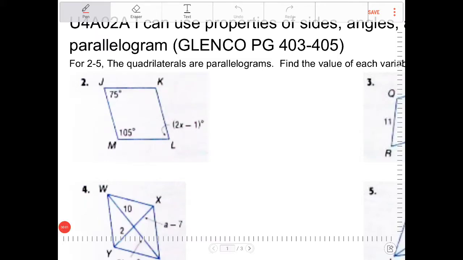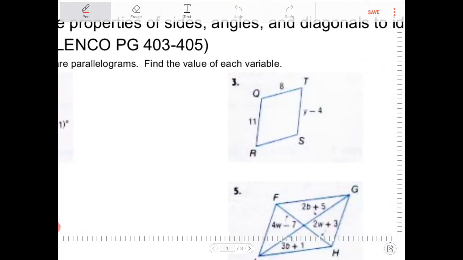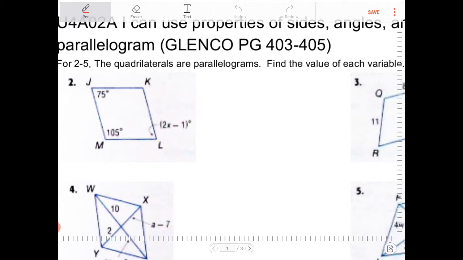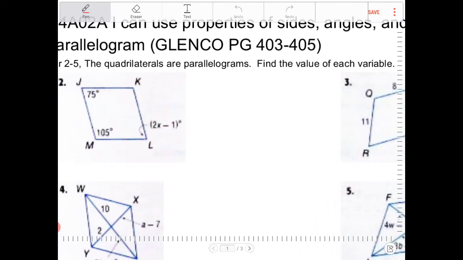Hello students, in this video I will go through exercise U4A02A where we will be applying properties of sides, angles, and diagonals to identify a parallelogram. Okay, so for the first question here, question number 2, or actually let's read the instructions. For 2 to 5, the quadrilaterals are parallelograms, so they're telling you that these are parallelograms. Find the values of each variable.